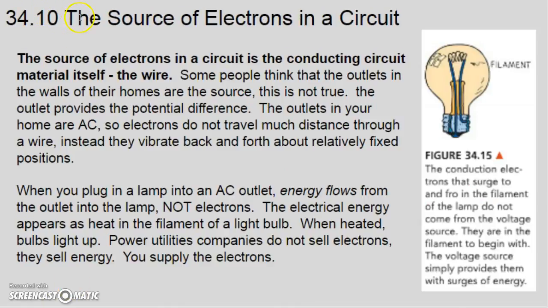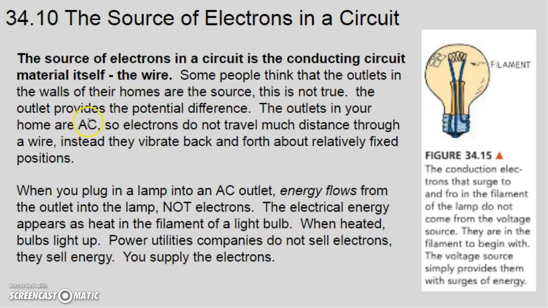And here at 34.10, the source of the electrons in a circuit is the conducting circuit material itself. It's the wire. The wire provides the electrons. Just as our clothes and we provided the electrons in electrostatics, the electrons are already in the wire. Some people think that outlets in the walls of their homes are the source, but that's not true. The outlet provides the potential difference.